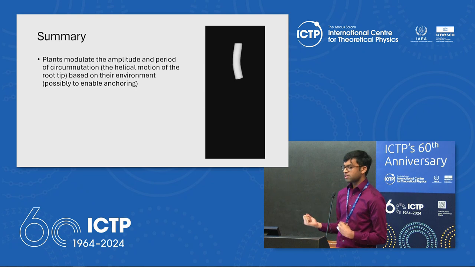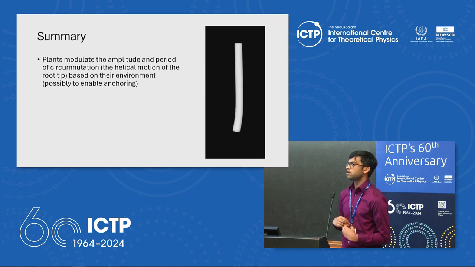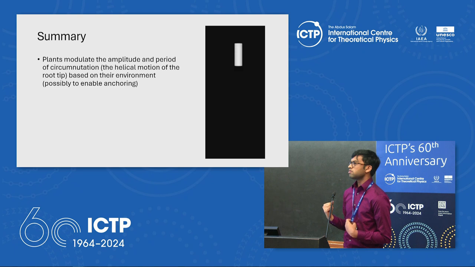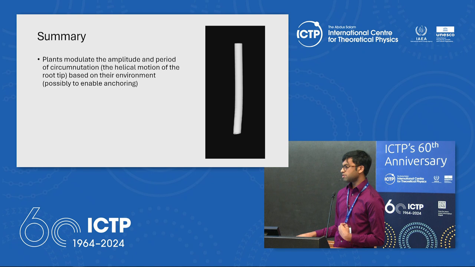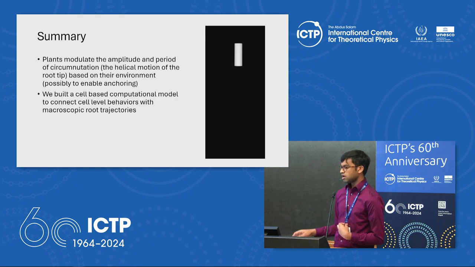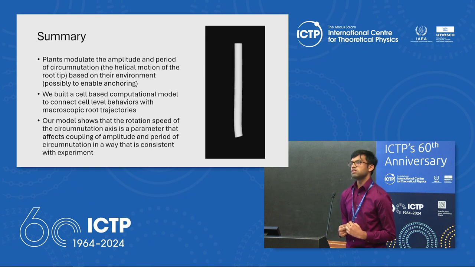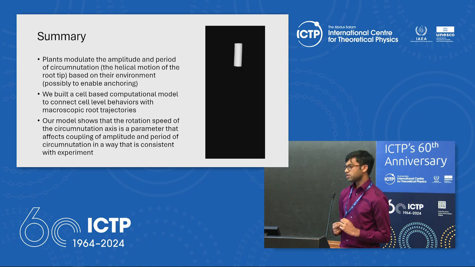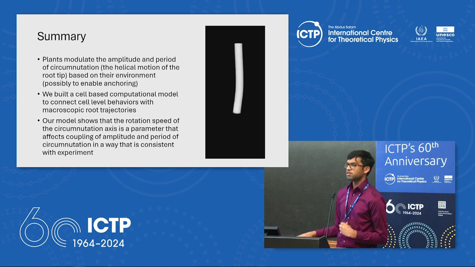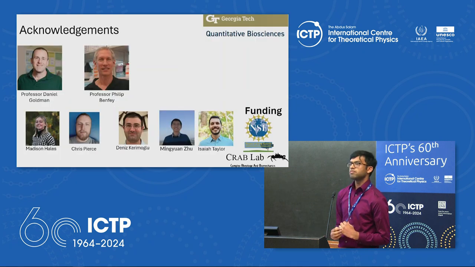Likely, our guess is that this is to try to get to a place where they can anchor. If the environment is less stiff, then they'll end up thinking that they're not anchoring properly, versus if it's stiffer, they will inhibit their segmentation to grow down faster. So we've built a cell model which is able to create segmentation, and we've identified a potential parameter that cells can modulate in order to match with their experiments. Thank you so much.